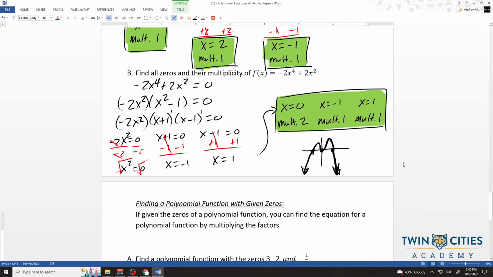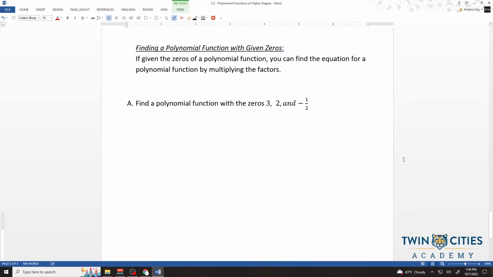The last thing I want to talk about is finding a polynomial function when you're given some zeros. So as an example, I've got find a polynomial function with zeros 3, 2, and -1/2. Okay, so what does this mean? If I'm given the zeros of a polynomial function, you can find the equation for a polynomial function by multiplying the factors. So if my 0 is 3, x equals 3 is what this means. And my 0 is 2 here, x equals 2, and x equals -1/2.